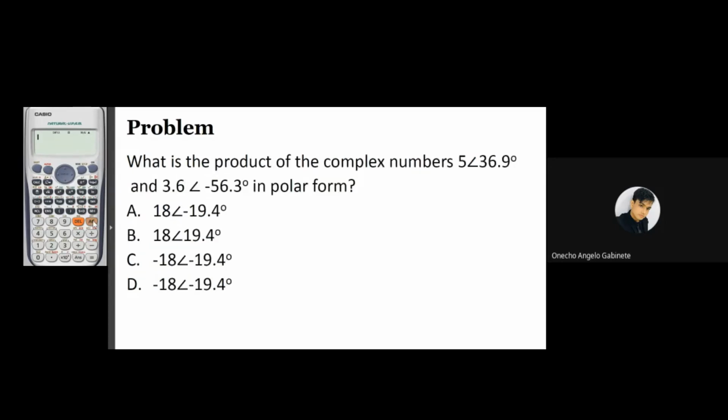Next. What is the product of the complex numbers 5 angle 36.9 multiplied by 3.6 angle negative 56.9 in polar mode? 16.97 minus 5.98i. Anong letter ang sagot natin? Engineer Kurt?